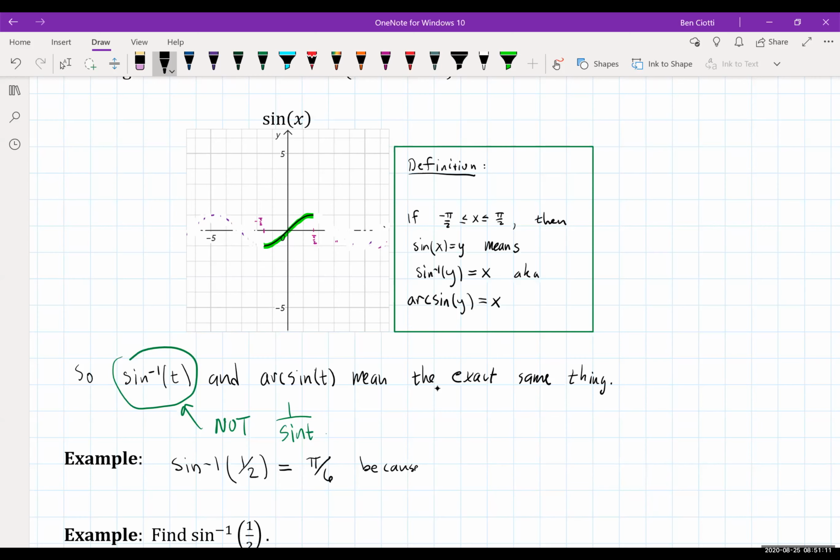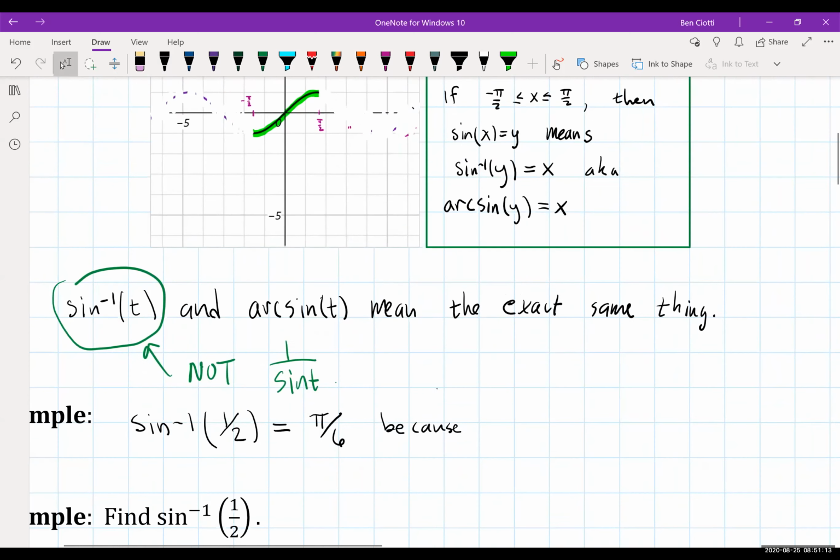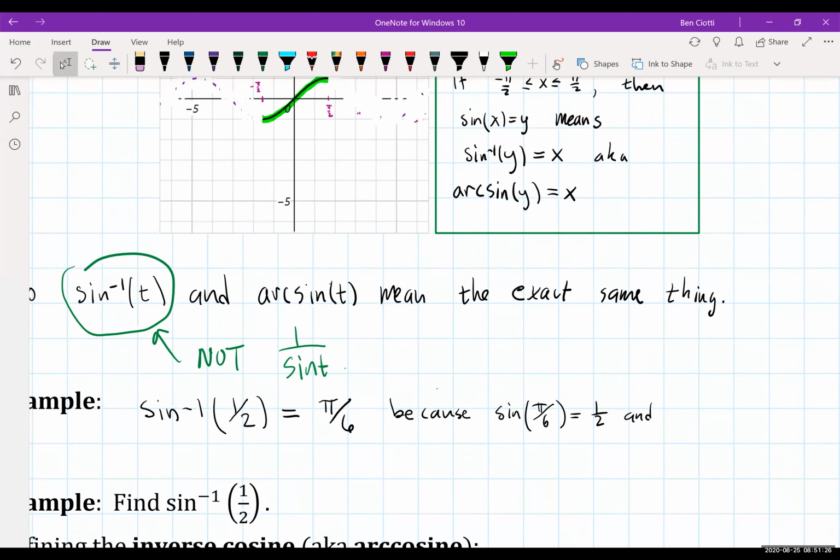Why is that? That's because sine of pi over 6 is equal to 1/2, and pi over 6 is in the interval of -pi over 2 to pi over 2.